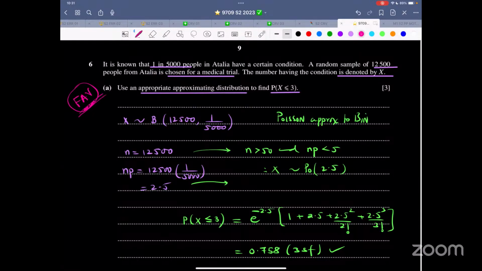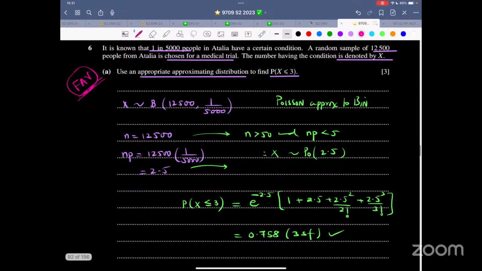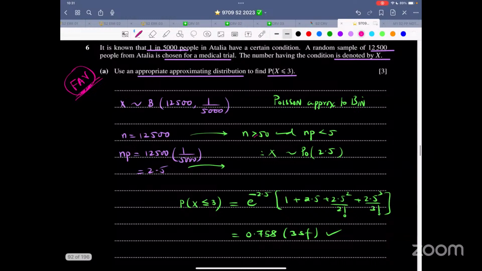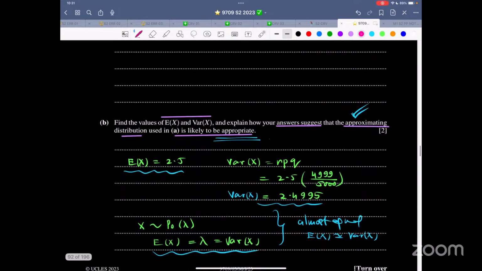Now it says use an appropriate approximating distribution to find the probability X is less than or equal to 3. So this is the number of trials. This is the probability of success. N should be greater than or equal to 50, and NP should be less than 5. So NP is 2.5. All set, all justified. Probability X is less than or equal to 3, and that's how this is calculated.